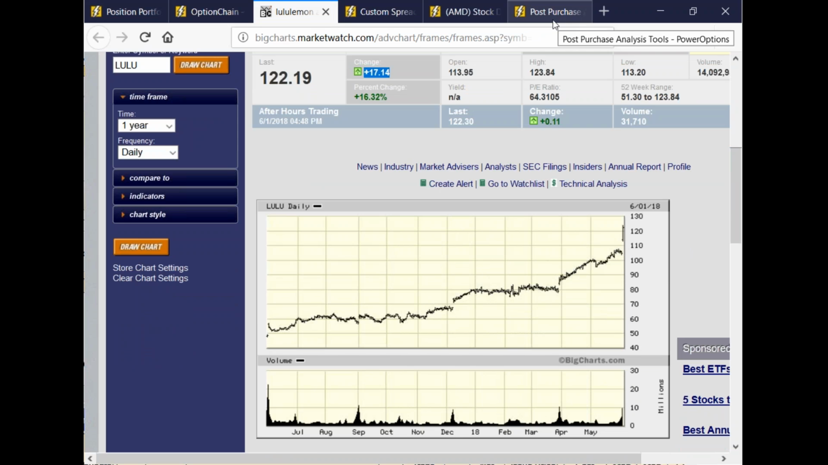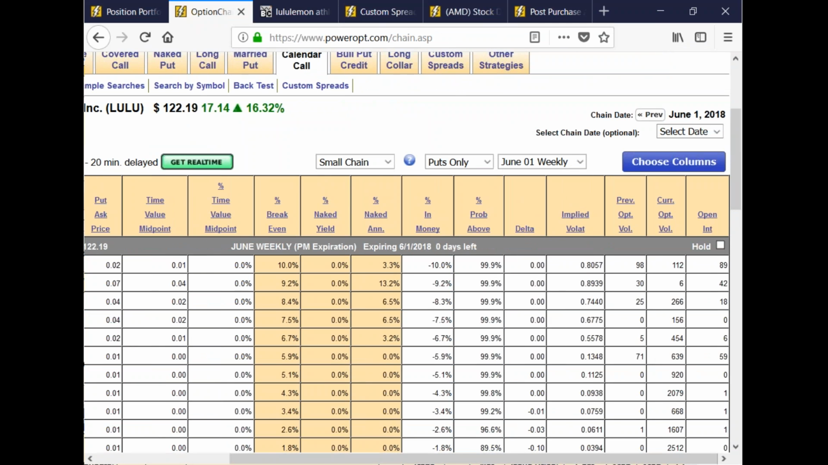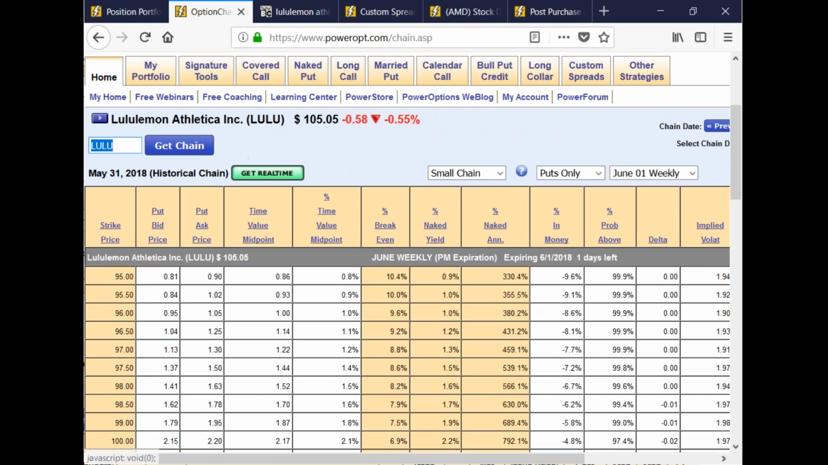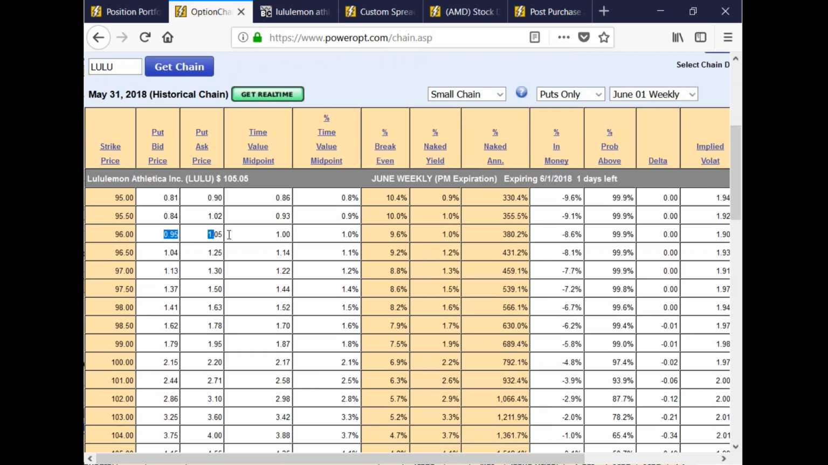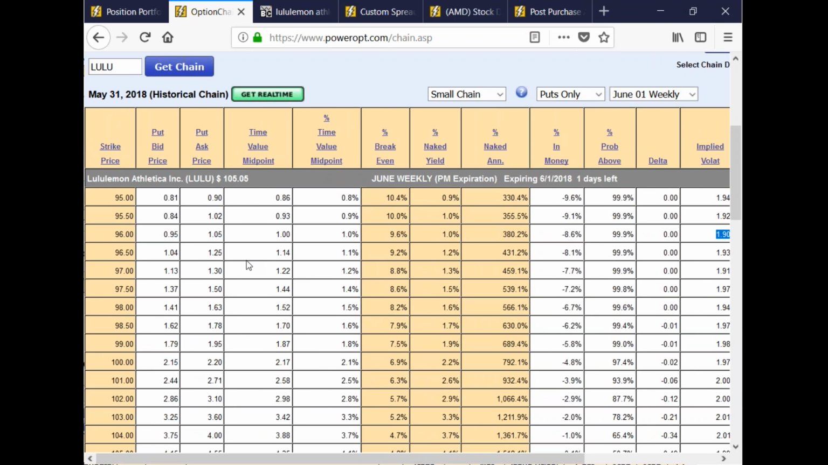And the question was, looking back at the historical chain, well, we're looking at the chain now. Let's go back one day. The stock was down 58 cents yesterday. The 96 put was about $1 when the stock was trading at 105. The volatility was very high, at 190, and you said you were worried about it dropping. I hate to say this, but you got a 1% return for one day. I wouldn't fault that. Would these have been better?